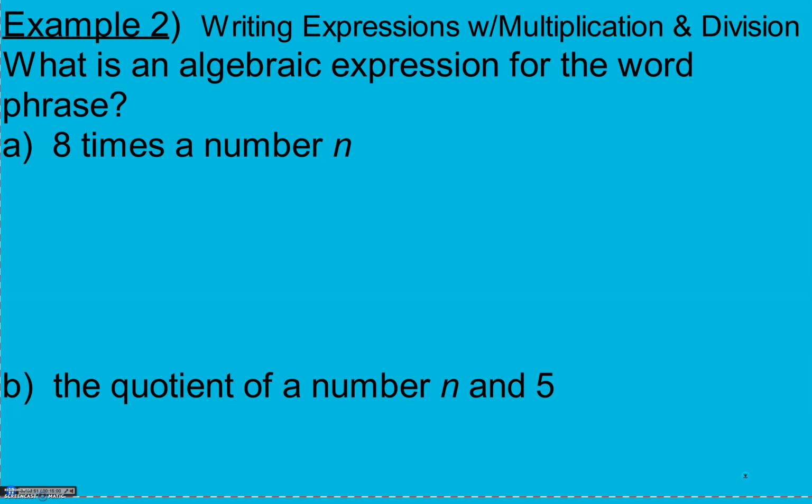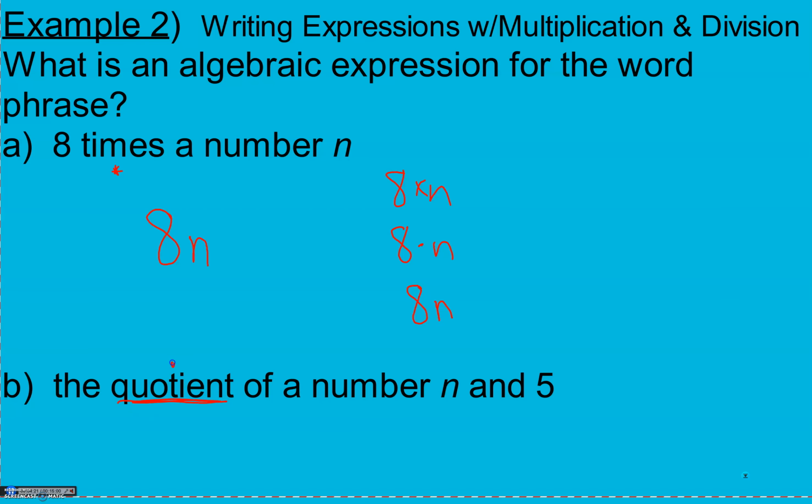Example 2 here is writing expressions with multiplication and division. We want to find an algebraic expression for the word phrase 8 times a number n. Times means multiplication. So I'm going to take 8 times a number n. And we can write that a couple different ways. We could say 8 times n, we could do 8 times n, or anytime we have a number and a variable right beside each other, that means multiplication as well. So 8 times a number n.